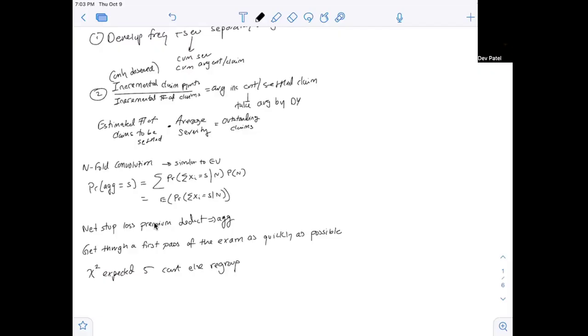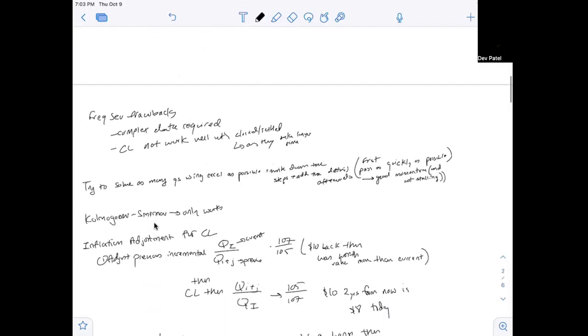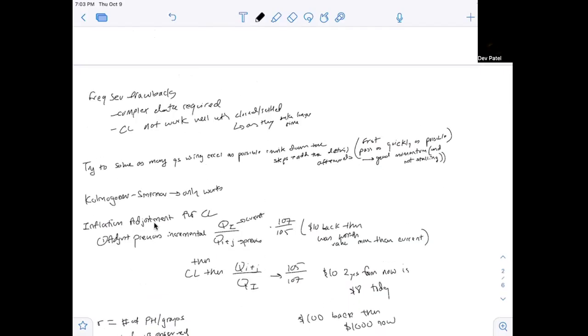Net stop loss premium, if it's a deductible, it means an aggregate deductible. And then get through the first pass of the exam as quickly as possible. Frequency severity drawbacks: very, very complex, may require more data. CL doesn't work well when you're trying to project out the frequency. It's not a very good technique for frequency counts. And try to solve as many questions using Excel as possible to skip a lot of the many mistakes that you might make when you're trying to hand calc it.